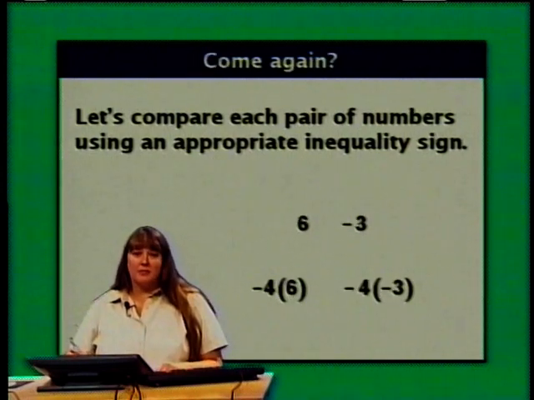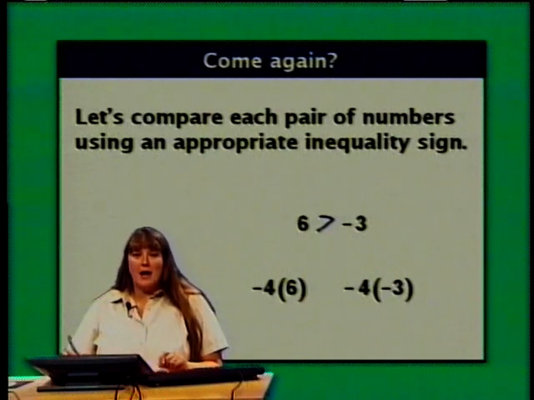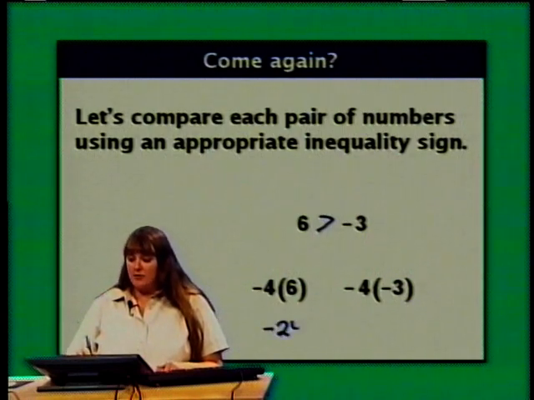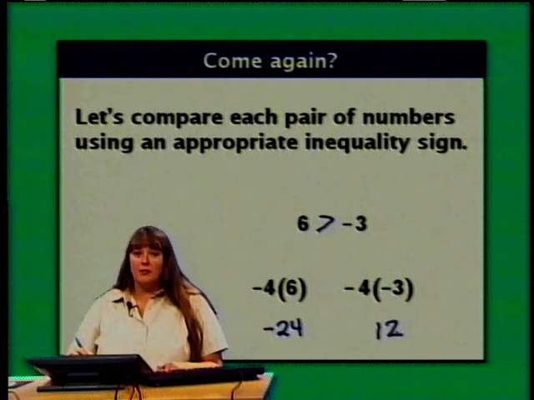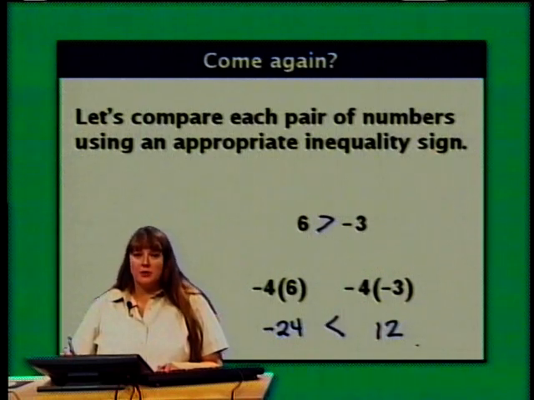Let's compare another pair of numbers. 6 is greater than negative 3. What happens when I multiply both of these numbers by negative 4? Negative 4 times 6 is negative 24. Negative 4 times negative 3 is 12. Negative 24 is less than 12. So negative 4 times 6 is less than negative 4 times negative 3. Once again, when I multiplied both of the numbers in the original inequality by negative 4, the sense of the inequality changed.